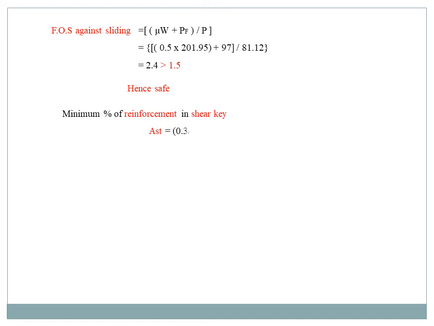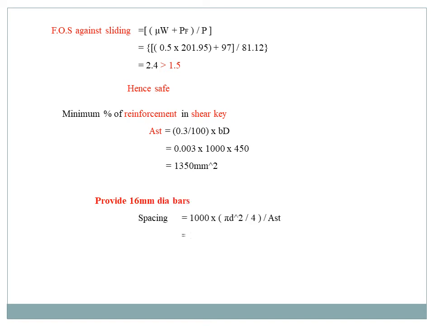The minimum percentage of reinforcement in the shear key: Ast is equal to 0.3 percent of the cross-section area. So 0.3 divided by 100 into B into D, where B is equal to 1000 mm and D is equal to 450 mm. You got Ast is equal to 1350 mm square. Provide 6 mm dia bar and find the spacing with the same formula. D is equal to 6 mm, Ast is equal to 1350 mm square. Our spacing is 148.9 mm, which we take as a round figure of 150 mm. So provide 6 mm dia bars at 150 mm center to center distance.